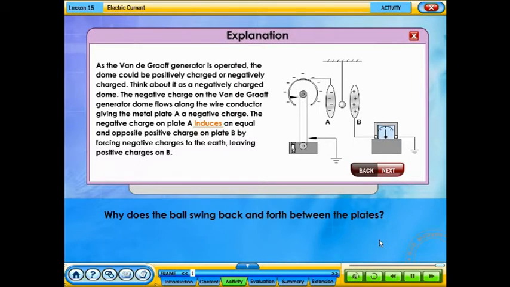As the Van de Graaff generator is operated, the dome could be positively charged or negatively charged. Think about it as a negatively charged dome. The negative charge on the Van de Graaff generator goes along the wire conductor, giving the metal plate A a negative charge. The negative charge on plate A induces an equal and opposite positive charge on plate B by forcing negative charges to the earth, leaving positive charges on B.